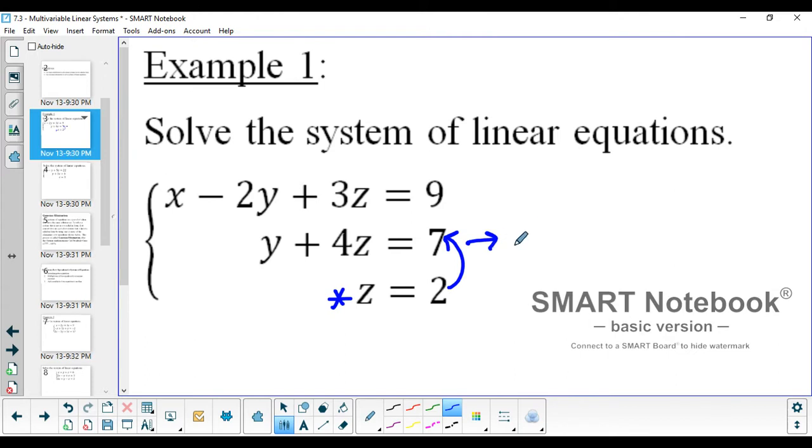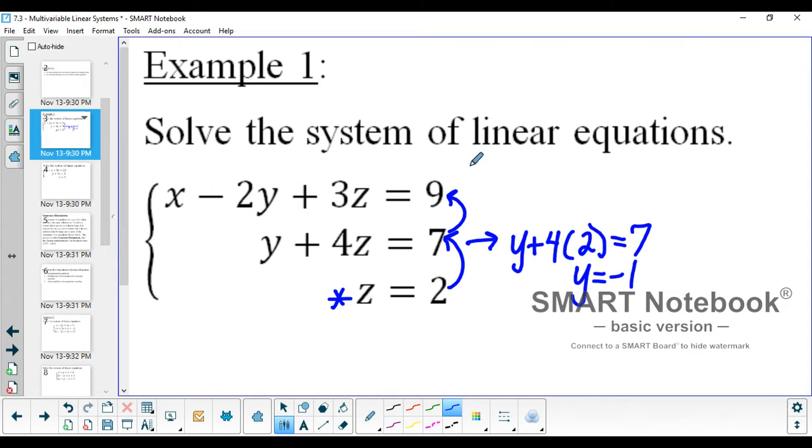So now I will have y plus 4 times z, which we know is 2, and that has to equal 7. So when we do that, 4 times 2 is 8. We subtract 8 from both sides. y is equal to -1. Well, now that we know z and y, we can go back up to my top equation here and plug that in.